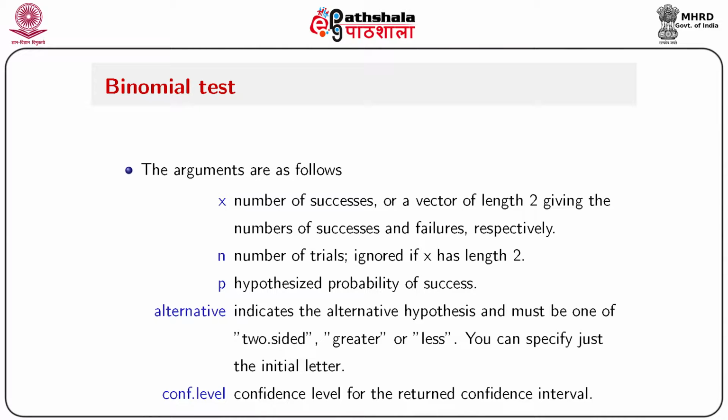The arguments are as follows: x, the number of successes or a vector of length 2 giving the number of successes and failures respectively. n, small n, is the number of trials. Ignore if x has length 2. p is the hypothesized probability of success. Alternative indicates the alternative hypothesis and must be one of two.sided, greater or less. You can specify just the initial letter. conf.level is the confidence level for the returned confidence interval.